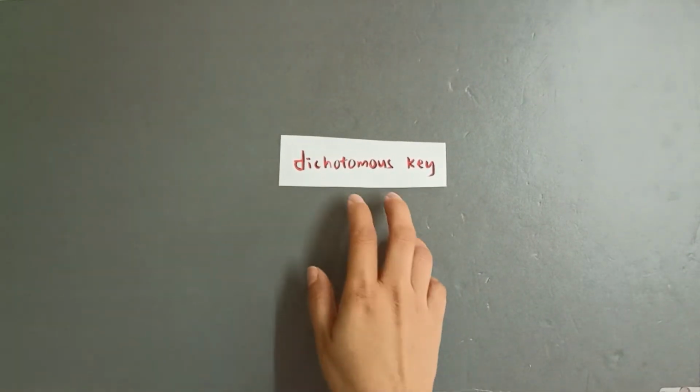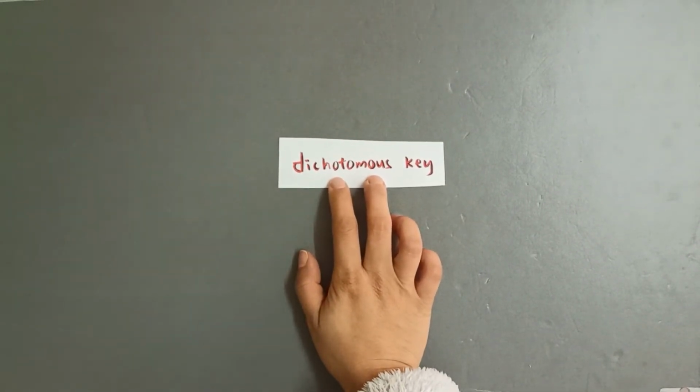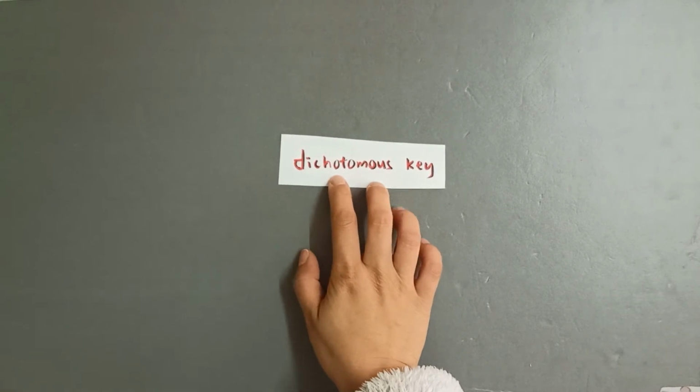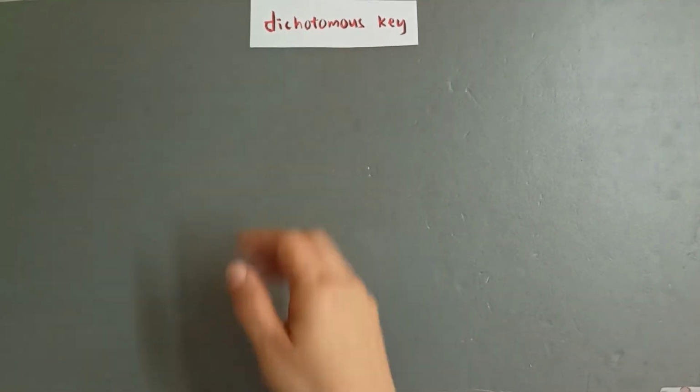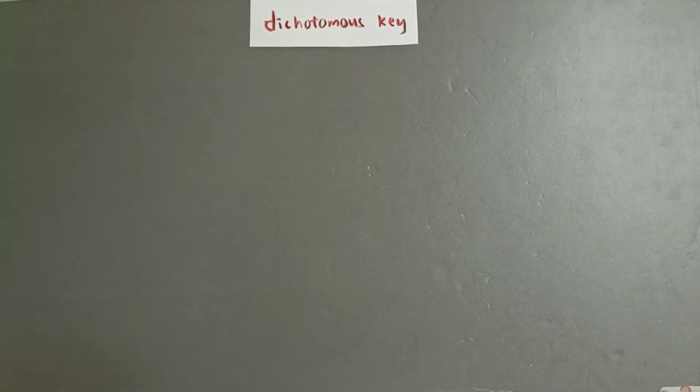Hello student, today I would like to talk about how to construct a dichotomous key. A dichotomous key is used to identify a living organism. First of all, we need to learn some steps for constructing a dichotomous key.